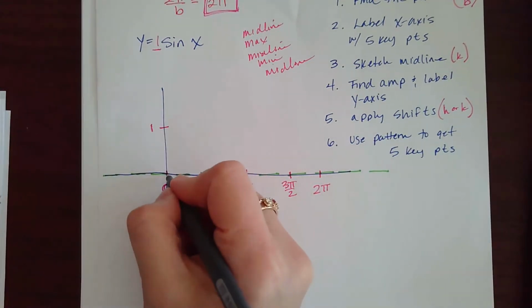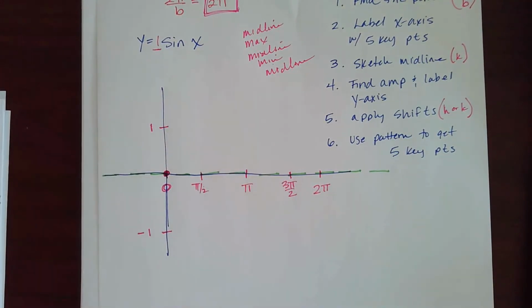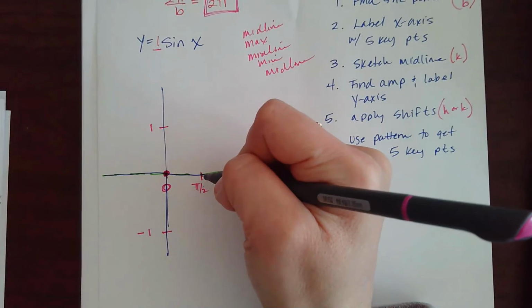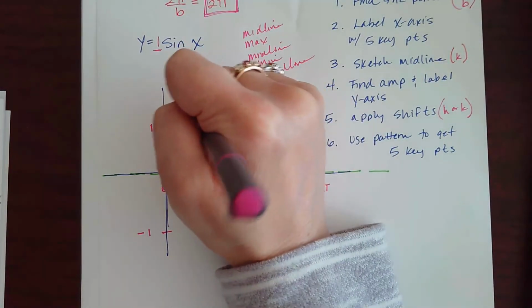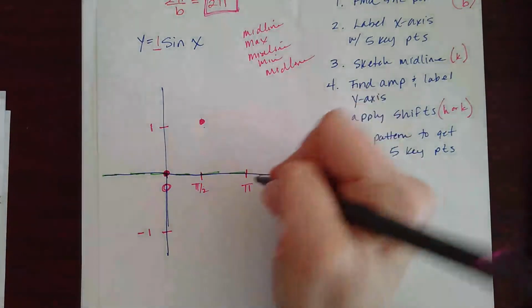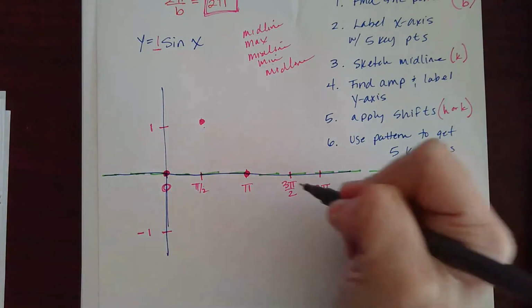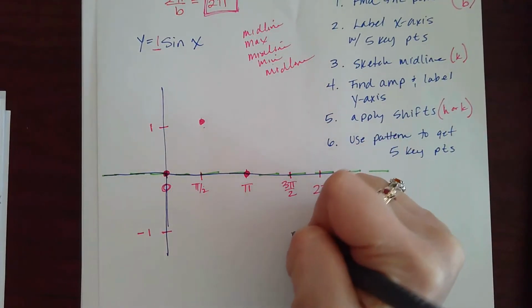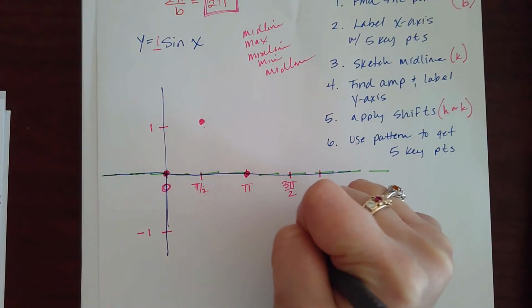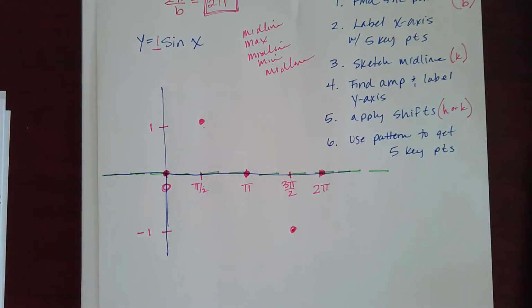So we're going to start at a midline. We don't have any shifts or anything like that. That's going to be your first point. The next point, which is at pi over 2, is going to be at a max. That's why we label this axis the way we do. The next point, at pi, is going to be at a midline. The next point, 3 pi over 2, is going to be at a min. And then finally, the last point, which is 2 pi, is going to be at a midline.